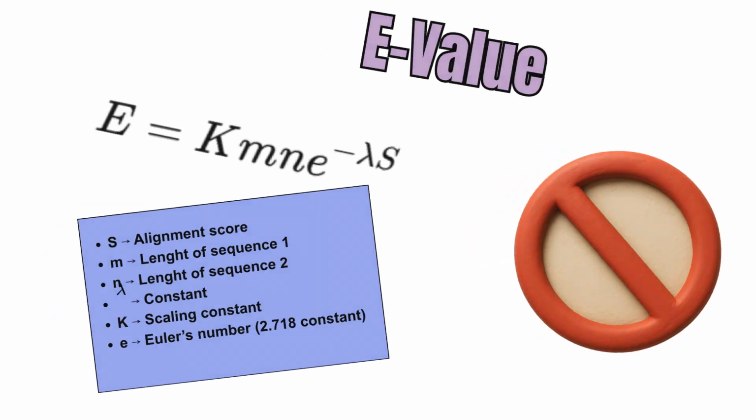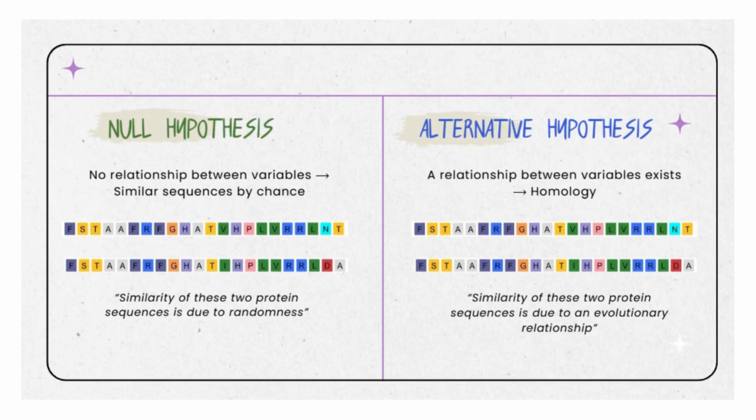Now, to interpret whether the similarity between our sequences is meaningful, we use the framework of hypothesis testing. This allows us to distinguish between similarities that arise only by chance and those that reflect a real biological relationship. In this context, the null hypothesis states that the similarity between the two sequences is due to random chance. This means that any observed matches are not biologically meaningful, but rather occur randomly. The alternative hypothesis states that the similarity is biologically meaningful, suggesting that the sequences may share a common evolutionary origin, which is referred to as homology.